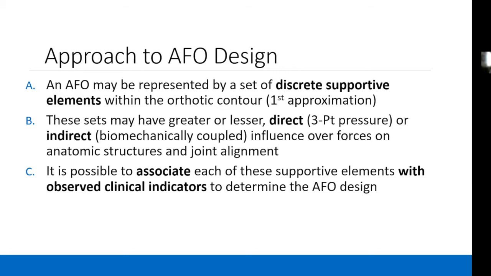The sets of these supportive elements may have greater or lesser direct or indirect influence over the forces on anatomic structures and over the joint alignment. And so the direct influence, of course, is within the bounds of the AFO through three-point pressure systems. The indirect influence would be biomechanically coupled up the kinetic chain. And there's an assumption that it's possible to associate each of these supportive elements with an observed clinical indicator, whether it be an objective indicator like a position or a movement in observational gait analysis, or a subjective indicator, which would be patient feedback, comfort, feeling of stability, instability. But these can associate with these observed clinical indicators to determine the AFO design.